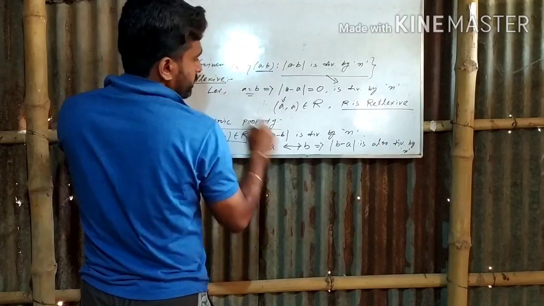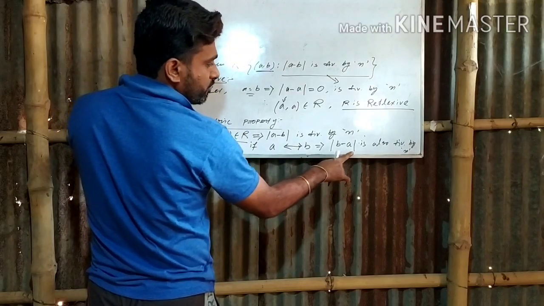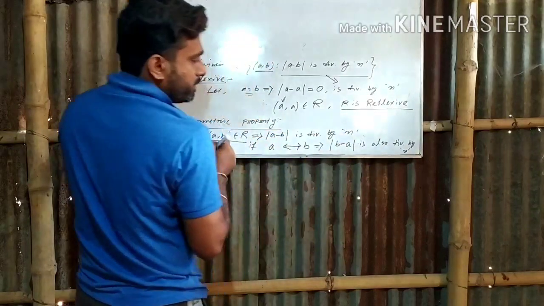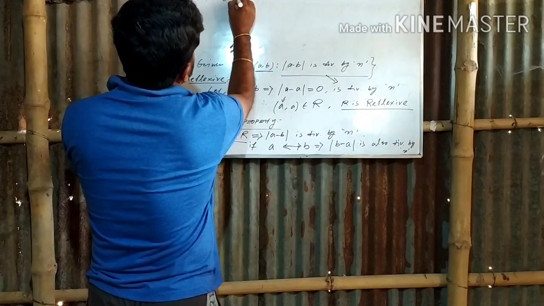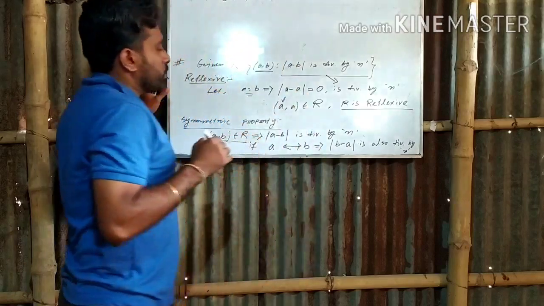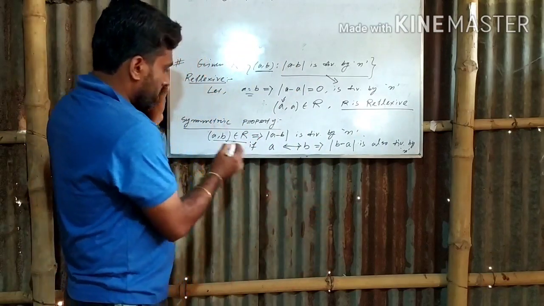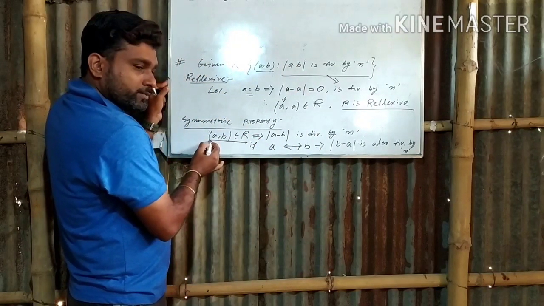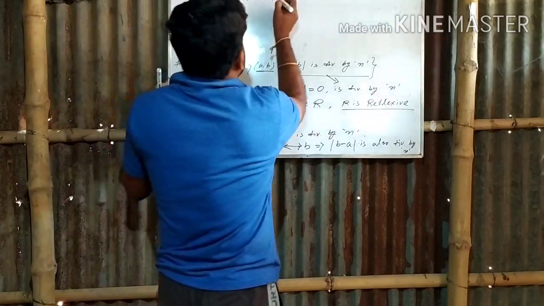So if this condition is satisfied, that means mod of B minus A is also divisible by n. That means what? Ordered pair B comma A belongs to R. So here we can see ordered pair A comma B belongs to R. It is given in the question, and we have proved.